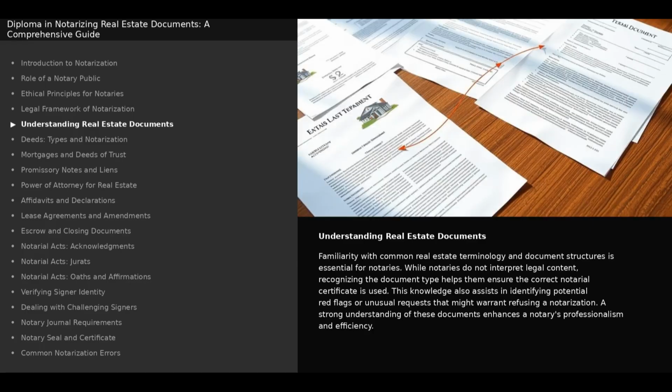Familiarity with common real estate terminology and document structures is essential for notaries. While notaries do not interpret legal content, recognizing the document type helps them ensure the correct notarial certificate is used. This knowledge also assists in identifying potential red flags or unusual requests that might warrant refusing a notarization. A strong understanding of these documents enhances a notary's professionalism and efficiency.